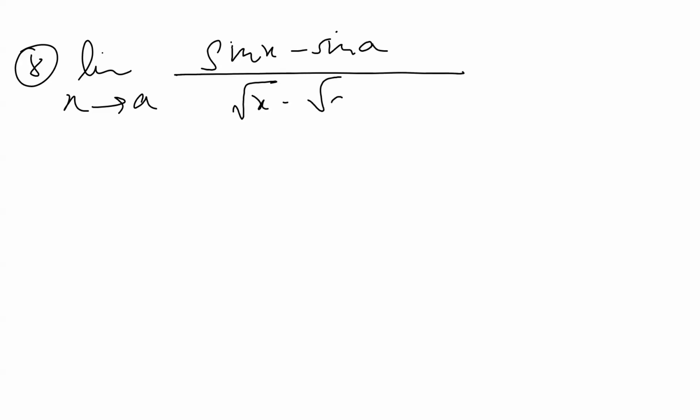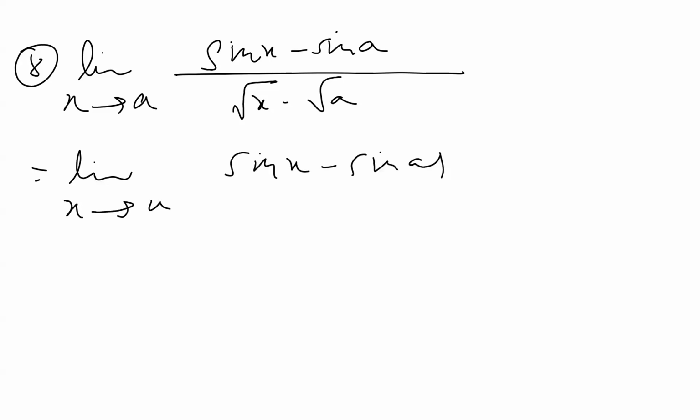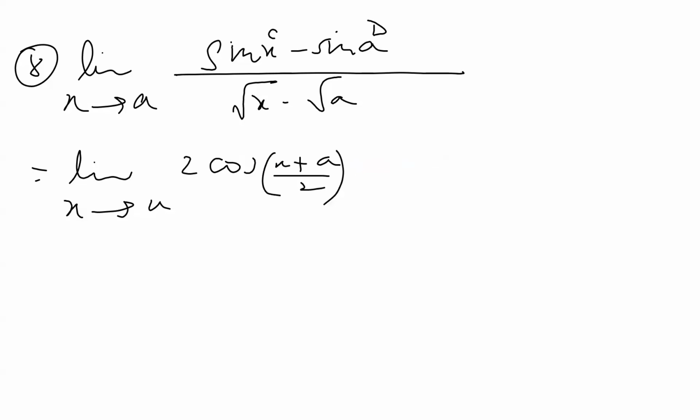Limit x approaching a, sin x minus sin a upon root of x minus root of a. Now there is root minus root in the denominator, so you can rationalize this. You can also rationalize after changing the limits, not a problem. And the sin minus sin formula also will apply. Sin c minus sin d is 2 cos of c plus d by 2 sin of c minus d by 2. Rationalize the denominator.